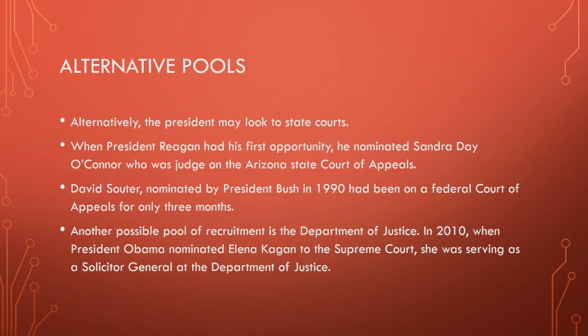Another possible pool of recruitment is the Department of Justice. In 2010, when Obama nominated Elena Kagan, she was serving as Solicitor General in the Department of Justice, as I may have mentioned when we looked at that table. So as you can see, it's not always exactly the same nomination process. Sometimes presidents have a different idea and go for someone different because they fit better ideologically with the president, or they believe that they will do a better job in the Supreme Court, and that means that the president has much more of a say on the direction that the Supreme Court takes with these nominations.